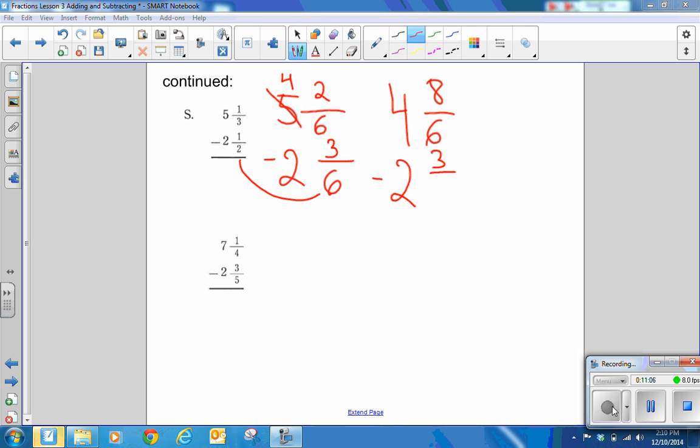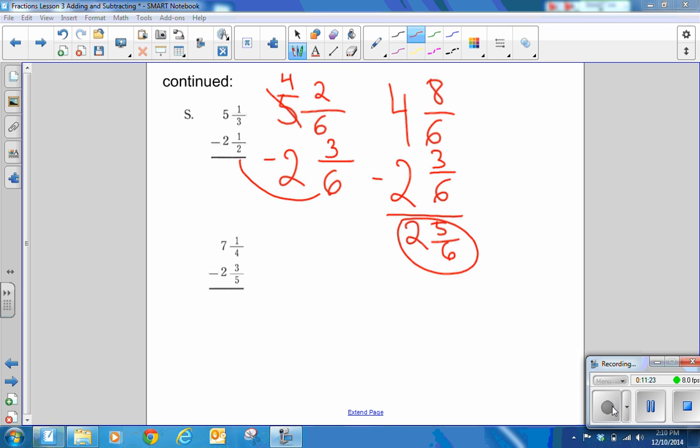subtract 3/6. So I have 4 minus 2, which equals 2. 8 minus 3 equals 5 over the common denominator of 6. My answer is 2 and 5/6.